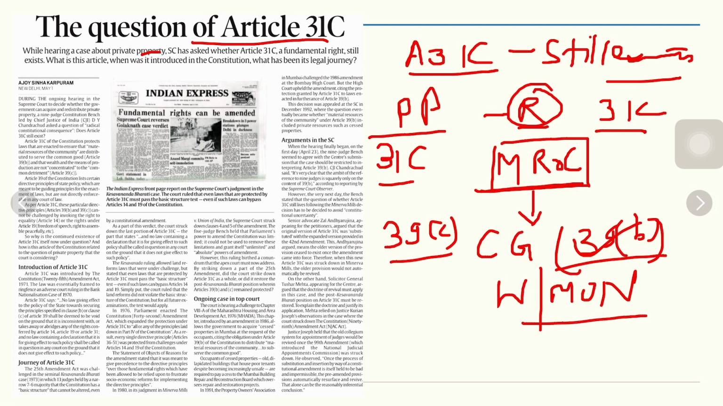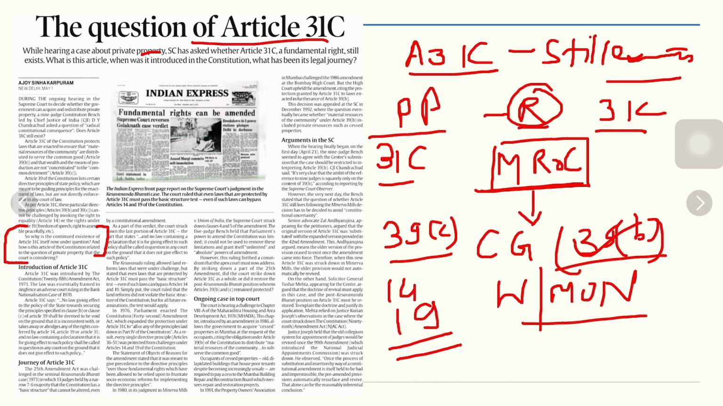Article 39 of the Constitution lists certain directive principles of state policy which are meant to be the guiding principles for the enactment of laws, but are not directly enforceable in any court of law. As per Article 31C, these particular directive principles, Article 39B and C, cannot be challenged by invoking the right to equality under Article 14, or rights under Article 19, that is, freedom of speech and expression. So why the continued existence of Article 31C itself is under question, that we will deal with.